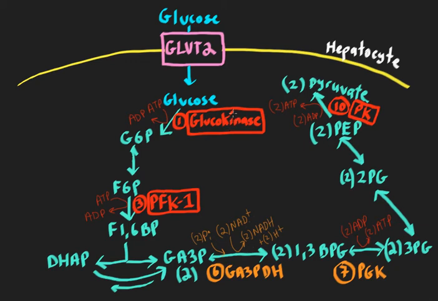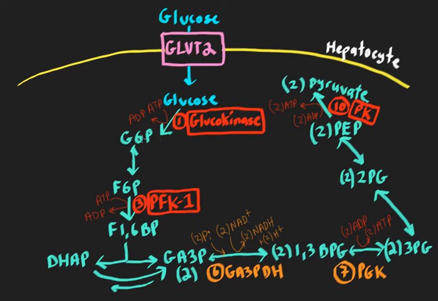So hexokinase and glucokinase are really going to do the same thing. I just put glucokinase here because it's a special one that's also found in the liver and beta cell. In this case, we're just focusing on the liver. And what we're going to get is a trapping of this hexose sugar inside the cell. Remember, phosphorylation of this molecule is going to prevent it from leaving the cell. So now it's committed to doing some different things inside this liver cell.